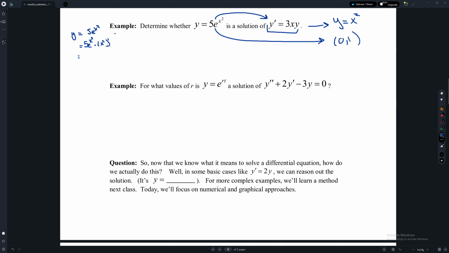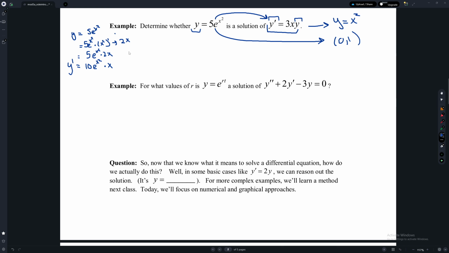Anyway, when you derive this, the 2 comes down and you subtract 1. The derivative of x squared is 2x. So this will become 5e to the x squared times 2x. The 2 can multiply in, so it becomes 10e to the x squared times x. That is your y prime. Now that we found our first derivative, and we already have our y, all you have to do is sub them in.